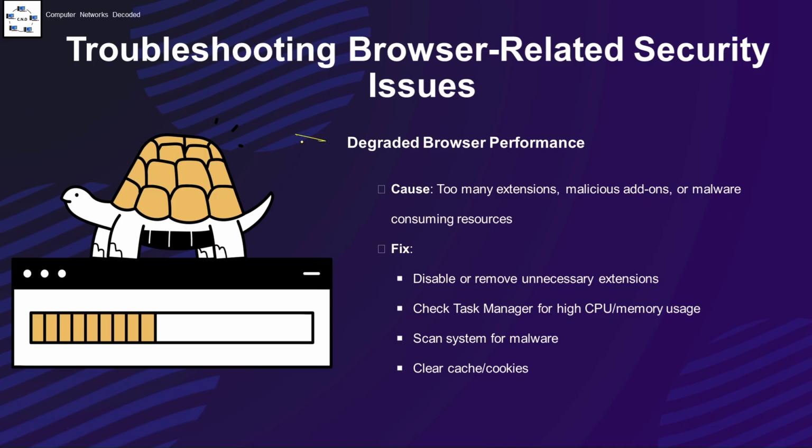Next browser related issue is the degraded browser performance, and the cause is too many extensions in the browser, malicious add-ons, and malware consuming resources. And the fix includes disabling or removing unnecessary extensions, checking Task Manager for high CPU and memory usage, scanning the system for malware, and clearing the cache and cookies.